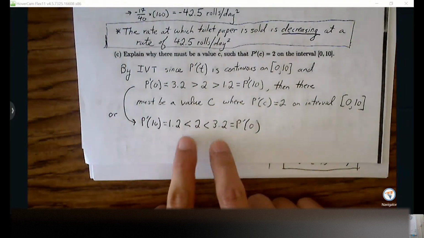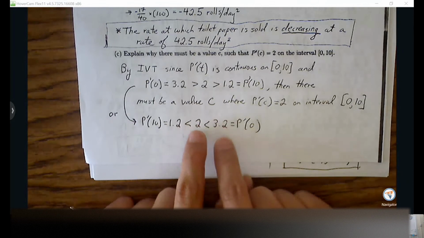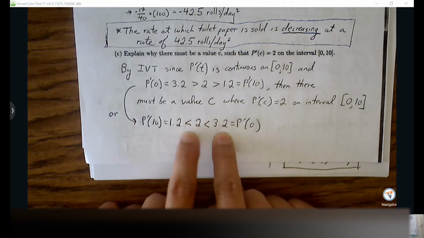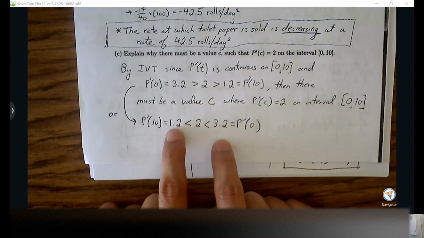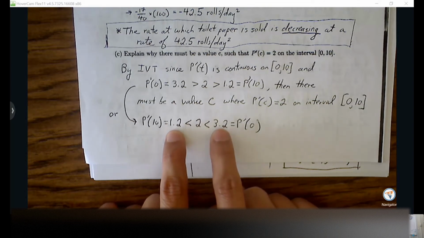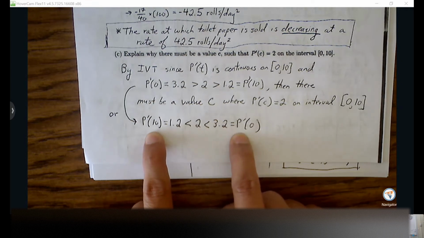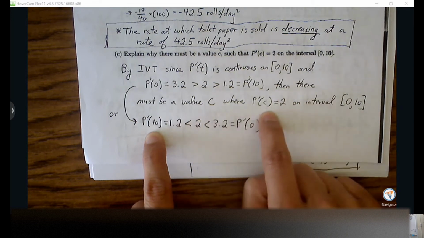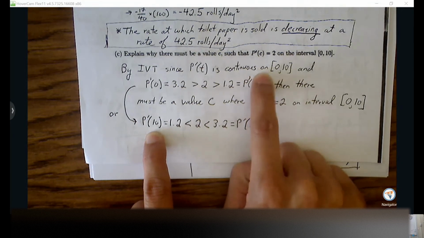Okay, either is fine, but I think what graders are looking for, especially if you're dealing with IVT, is they want to see that direct comparison, that the target value that you're looking for, you're clearly finding a value below it, and you're clearly finding a value above it, and you're notating where those values are coming from, and then making the conclusion that there must be a value C where P prime of C is equal to 2, and you also have to make a statement about continuity as well.